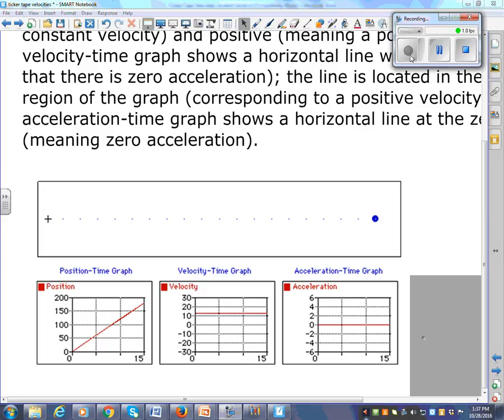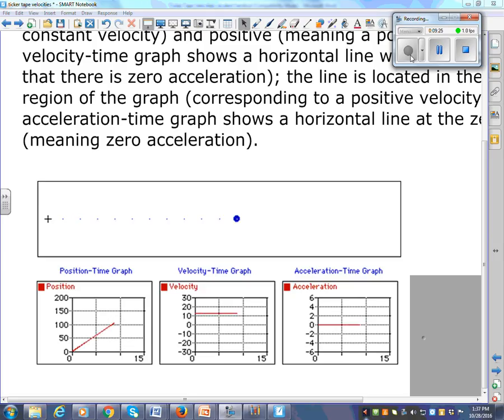What I do need you to be able to do at the end of it today is I should be able to sort of give you any scenario, and you can either draw the dots or draw the diagrams, or given one diagram, draw another one, or answer questions about it, that kind of thing. Okay? We're going to do lots of them, so don't worry if you're not getting it quite yet.